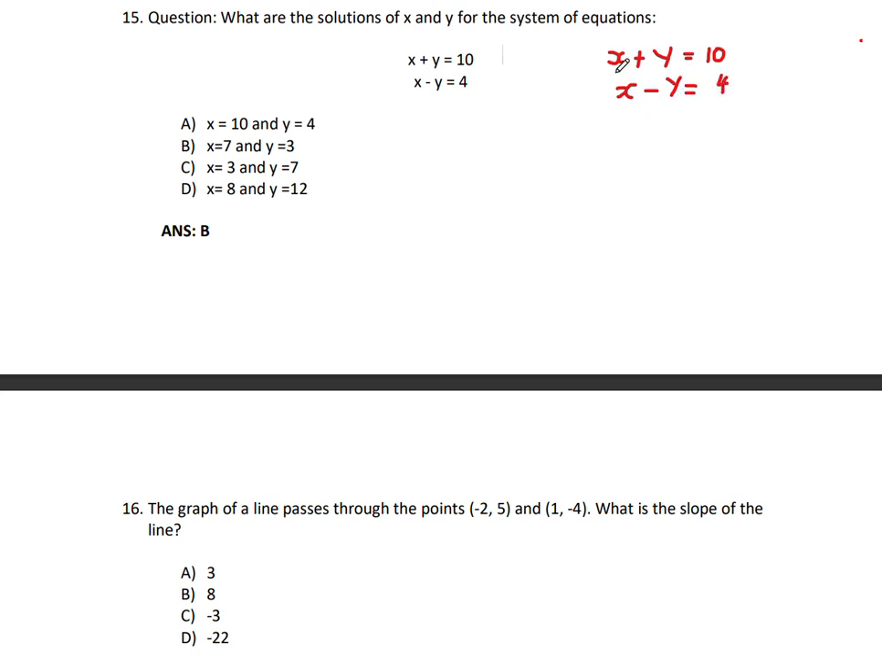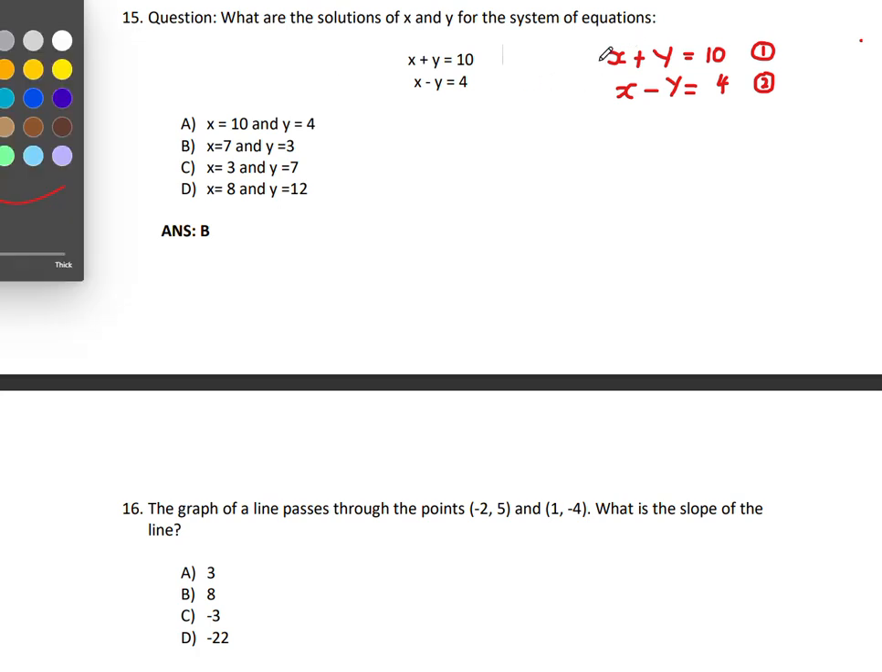Now, one easy way to do this problem is to look at it and recognize that there are different signs for y in both equations. So I have a plus y in the first equation, which I'm going to call equation 1, and additionally, I have a minus y in the second equation. Now, if I take 1 minus 1, I get 0. Any number minus itself will give me 0. So I'm going to use a process of elimination and substitution to solve this problem.